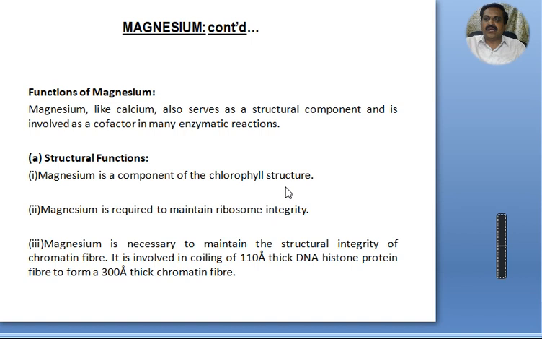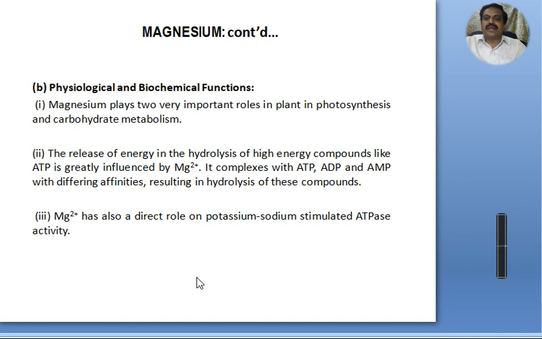It forms a central ring. Magnesium is required to maintain ribosome integrity. It is necessary to maintain the structural integrity of chromatin fiber. It is involved in coiling of DNA histone protein fiber to form a thick chromatin fiber. As far as physiological and biochemical functions are concerned, magnesium plays very important role in plant life in bringing about photosynthesis and also in carbohydrate metabolism.